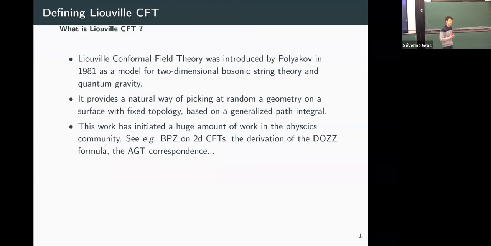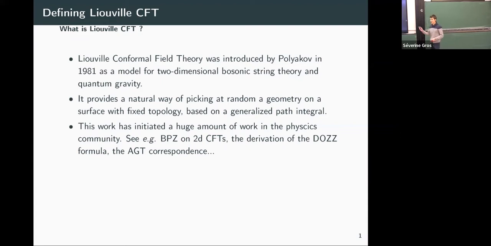First, this dual theory has been studied a lot in the physics literature. This paper by Polyakov initiated a huge amount of work in the physics community. For instance, 3 years after this initial paper, there was the work by BPZ on two-dimensional conformal field theories, which is one of the most cited papers in physics, I guess. 10 years after, there was the DOZZ formula for structure constants of the field theory.